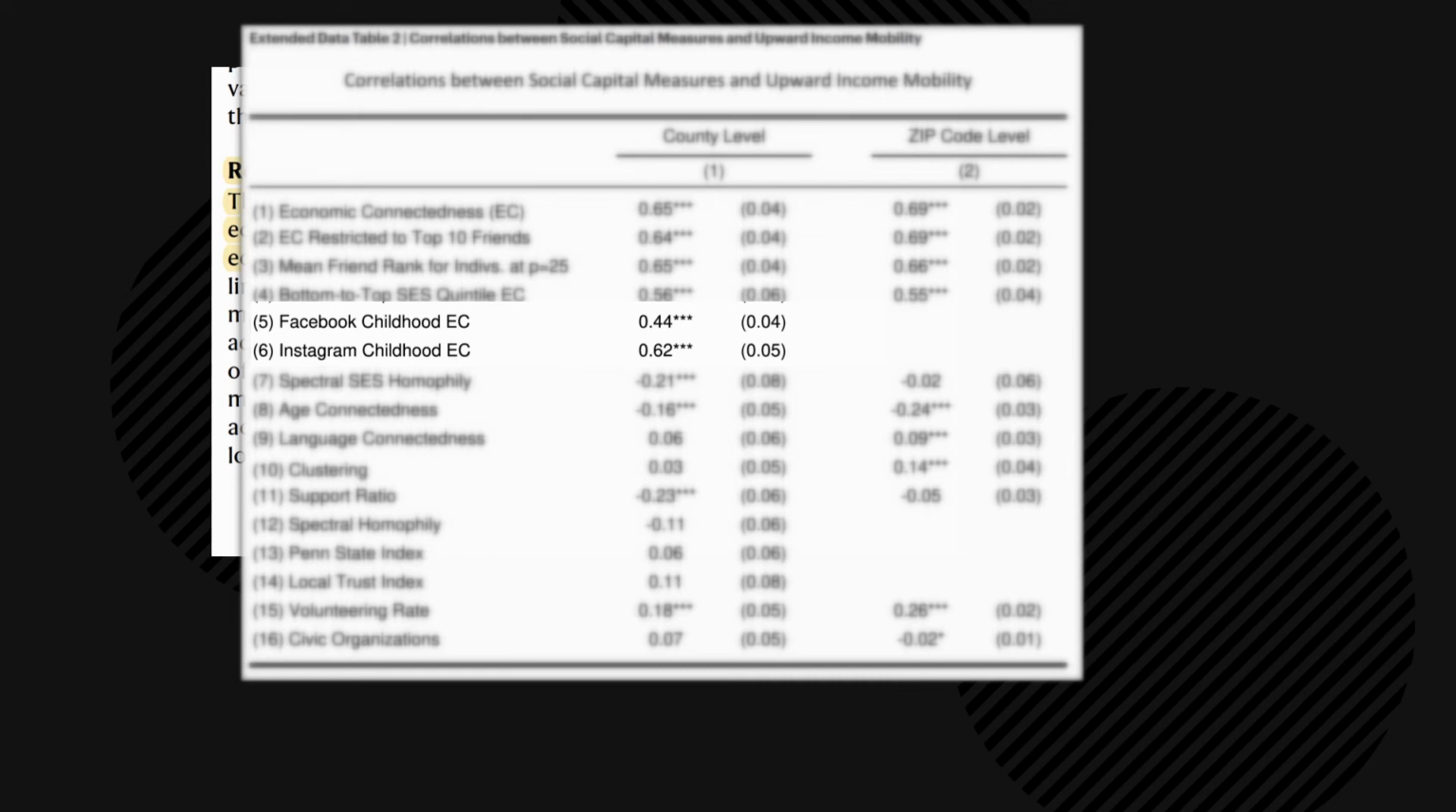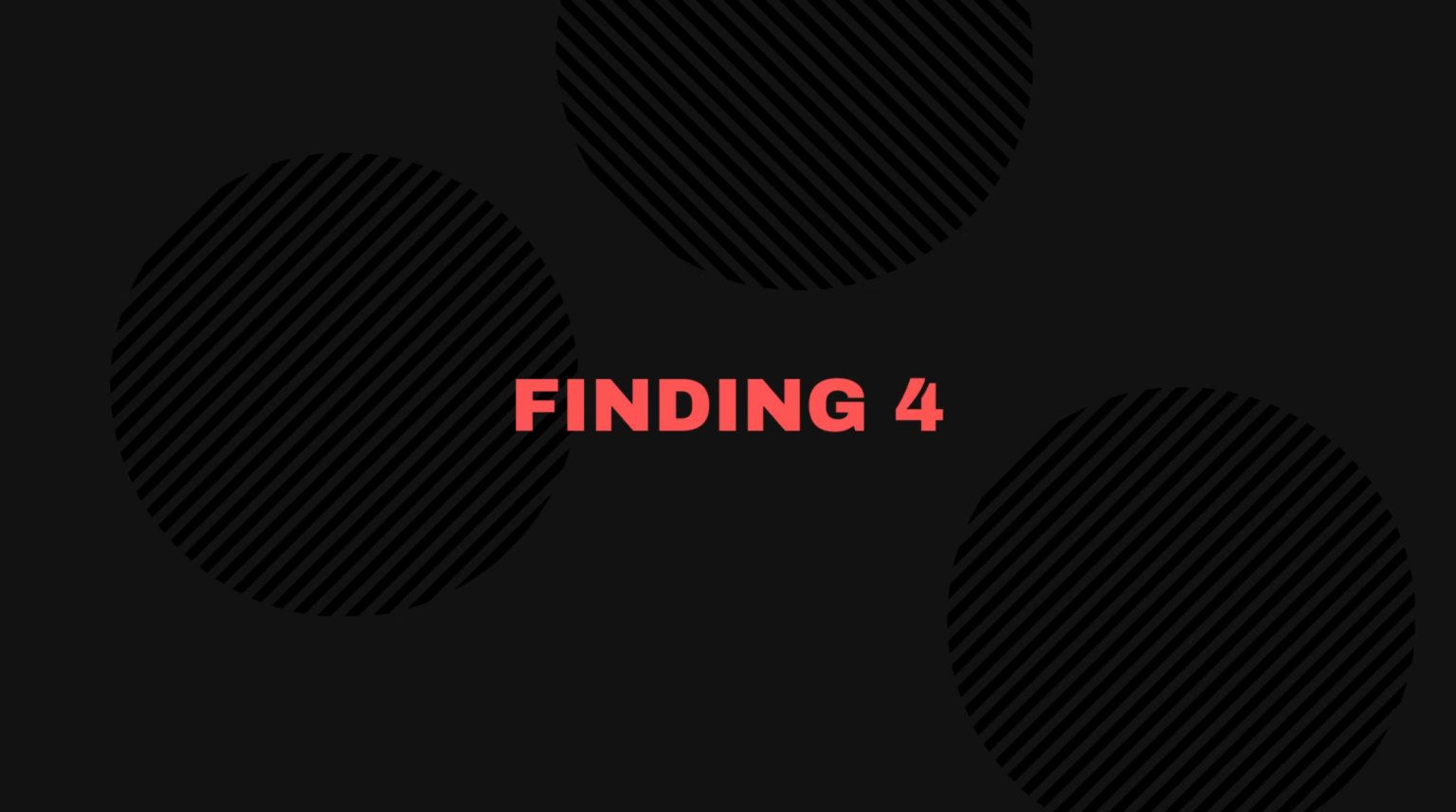Now, this is quite a clever way of ruling out reverse causation because, after all, time only runs in one direction. So there is no way that your wealth as an adult can influence the friendships you made as a child. Finding number 4. The relationship between economic diversity and economic mobility survives a thorough search for the dreaded third factor.